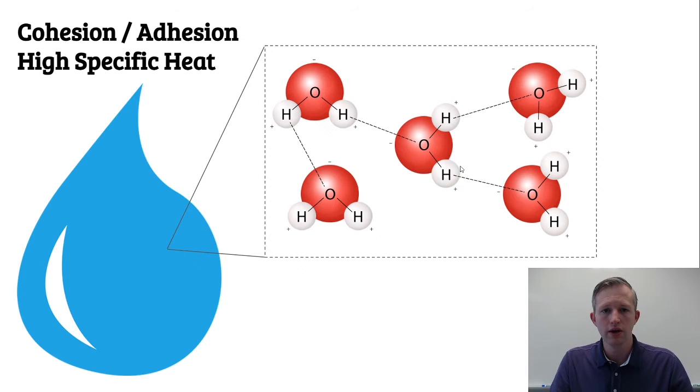For instance, when we look at cohesion, cohesion is the way in which water molecules stick together like a water droplet. You know, it doesn't just flatten out. Gravity's pulling on those molecules. It should just flatten out, except those molecules are holding together for some reason.